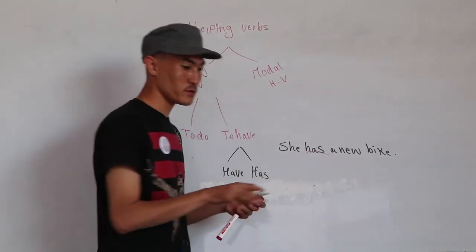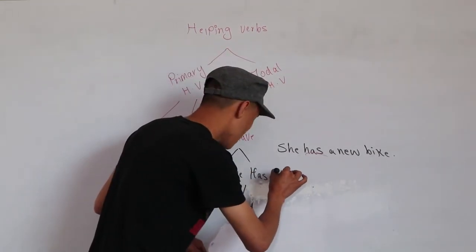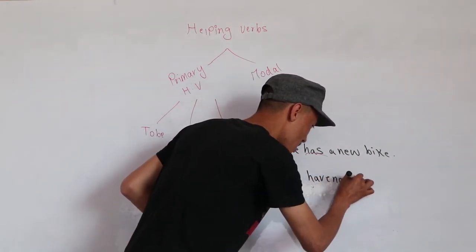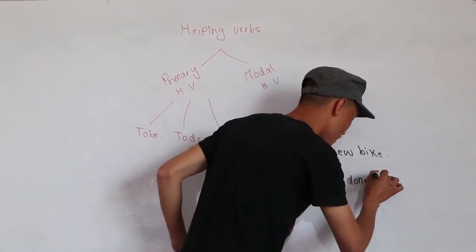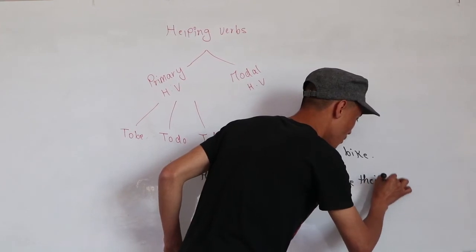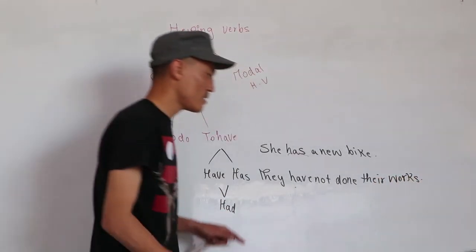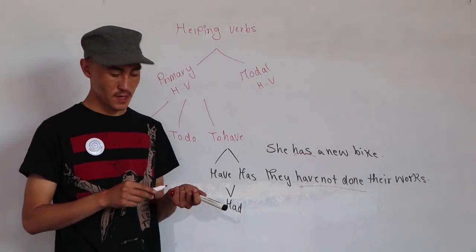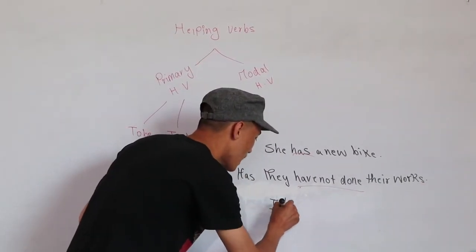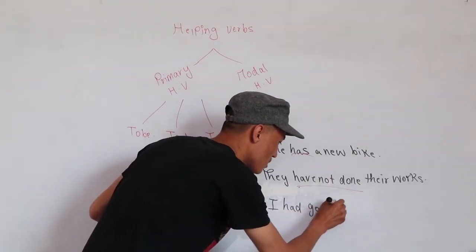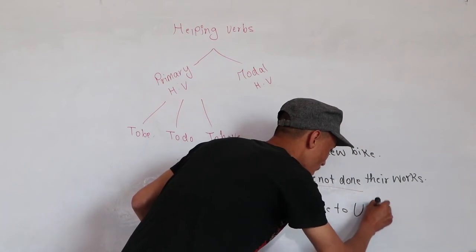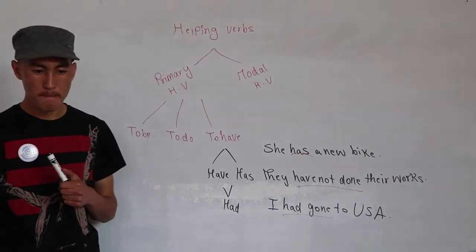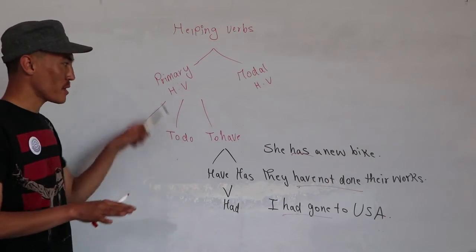Or I told you we use them in perfect tenses. Look, for example, they have not done their works. They have not done their works. In the sentence, have not done is in present perfect tense. Or, for example, I had gone to USA. In the sentence, it is had gone. We used it. And that was all about the primary helping verbs.